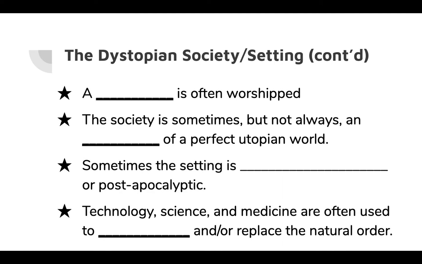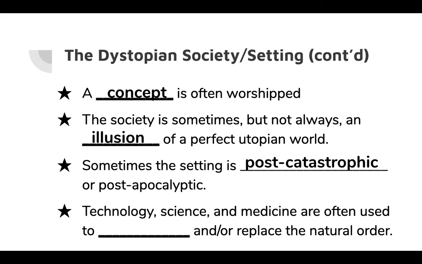Continuing with those characteristics, a concept is often worshipped. So again, looking at The Giver, they worship the concept of equality to the point of it being problematic and dehumanizing. The society is sometimes, but not always, an illusion of a perfect world. So again, with The Giver, everybody thinks they're living in this perfect egalitarian world. And it's only when our protagonist starts to see through and into the truth of the society that he begins to realize it's not perfect, but everyone who lives there thinks it is.